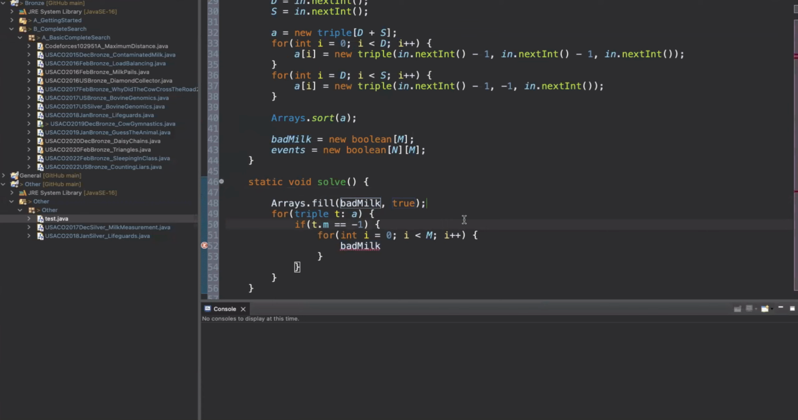So now we're going to loop through all the milks, and if the milk in bad milk returns true, and the person that drank it, or if the milk that the person drank also returns true, it's going to make bad milk true, because if the person didn't drink it, then there's no way that they would have been contaminated.